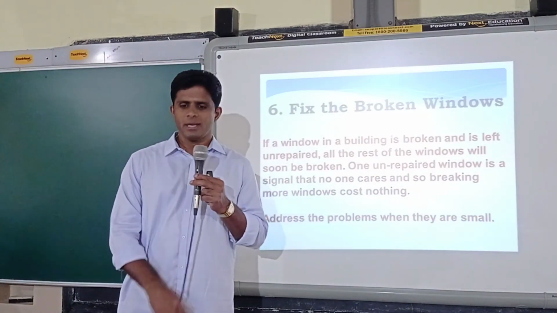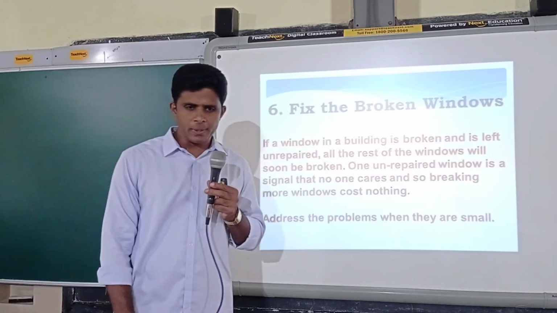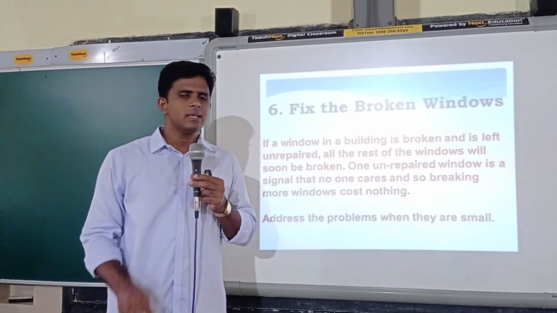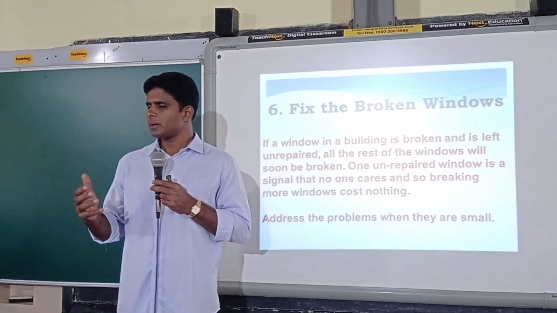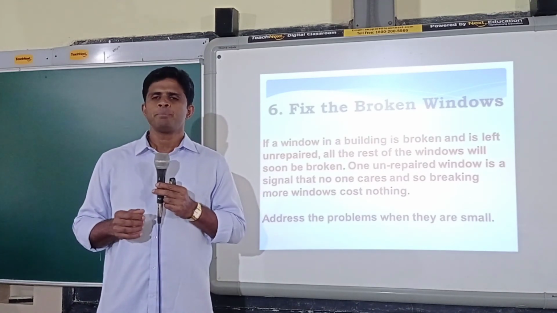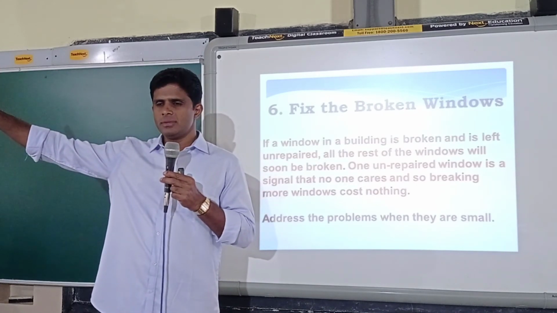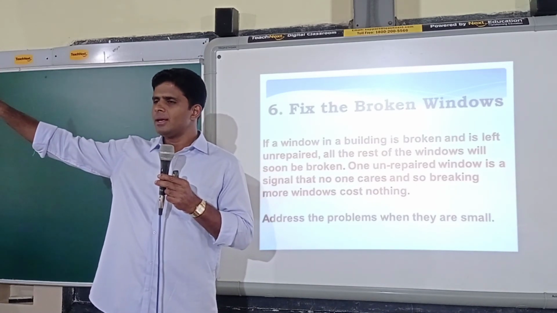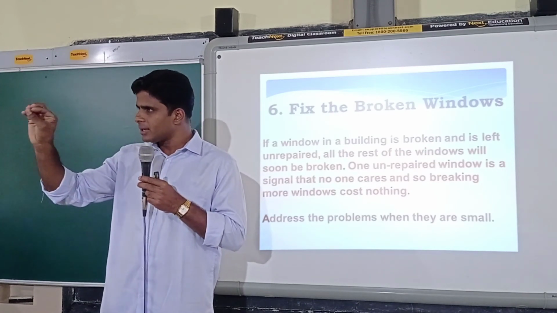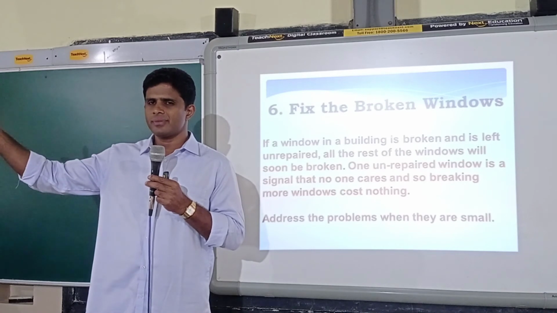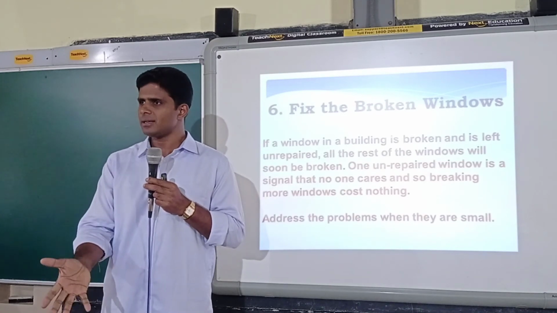Superiors, this is a concept developed in the American context, especially in the New York context. The background of this theory is this: people observed that if a building is in a lonely place, and strangers see that the windows are broken, what is the indication they get?